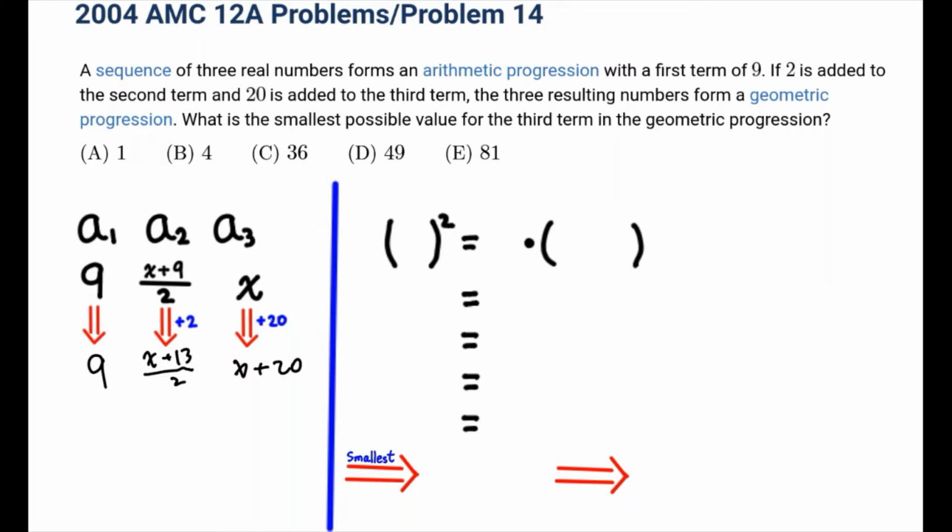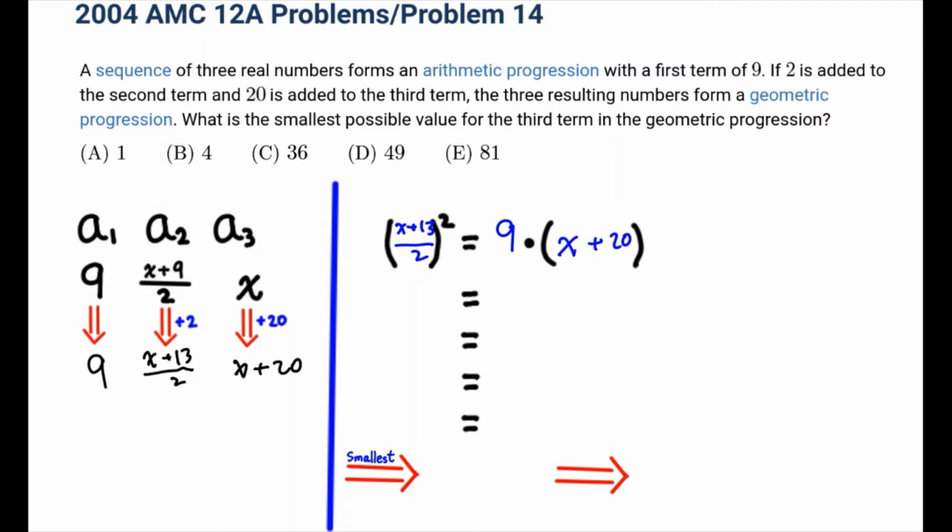Now in the last video, we learned this about geometric sequences, that the square of the second term is equal to the product of the third term and the first term. So that means, let's put that in, that ((x + 13)/2) squared is equal to 9 times (x + 20).